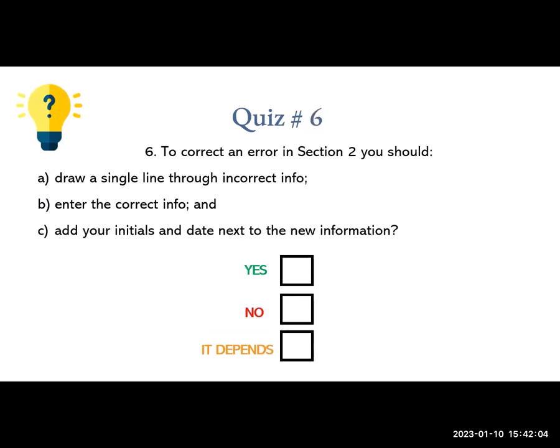To correct an error in section 2, you should draw a single line through the incorrect info, enter the correct info, and add your initials and date next to the new information. Yes, no, it depends. Yes. Okay, cool. All right.